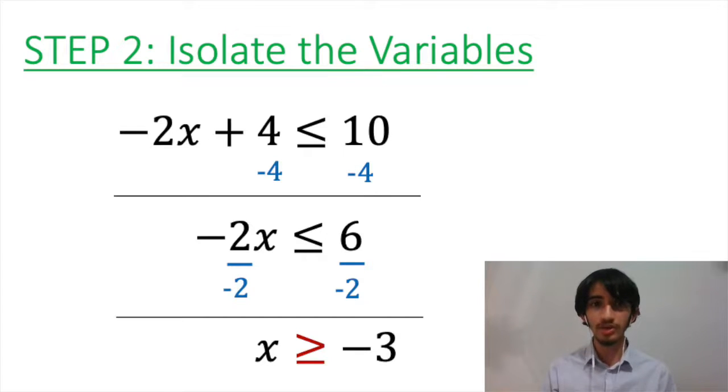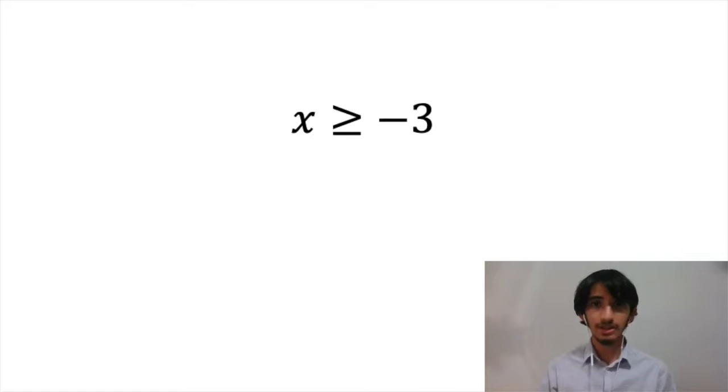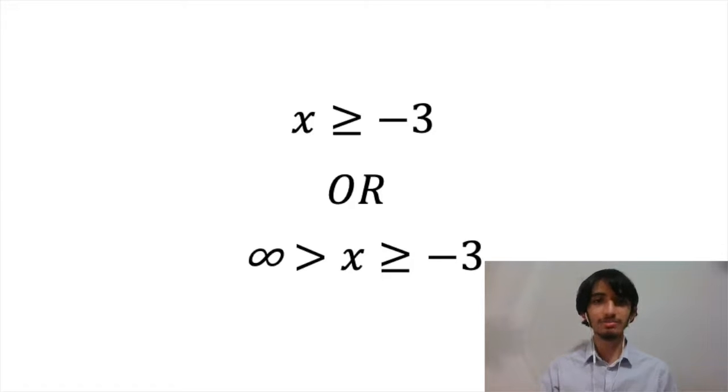So, when we divide both sides by -2 and reverse the inequality sign, we get the statement x is greater than or equal to -3, which means any value greater than or equal to -3 is a solution to the inequality. As one final note, we can show our range of values like this, but our answer could also be represented by specifying that x can be between infinity and -3. Note that we use the greater than sign instead of the greater than or equal to sign, since x can never truly equal infinity. That's just not a real number that a variable can equal.